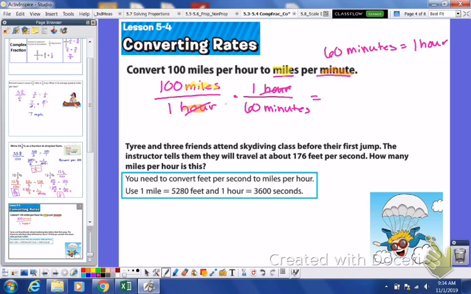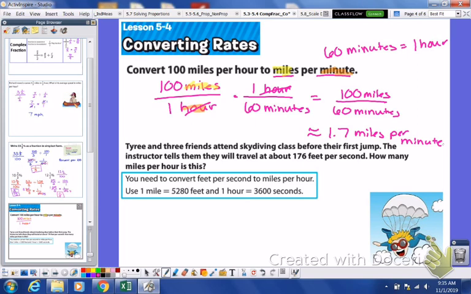So if we multiply across, 100 miles per 60 minutes, because we have 100 times 1 and 1 times 60, but I want to know miles per 1 minute. So if I did 100 divided by 60, that would give us approximately 1.7 miles per minute. So we're looking for a unit rate there, miles per minute. So approximately 1.7 miles per minute.